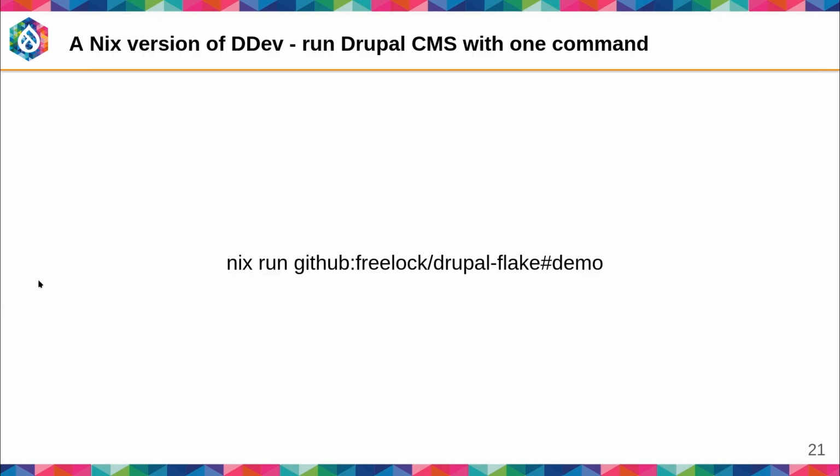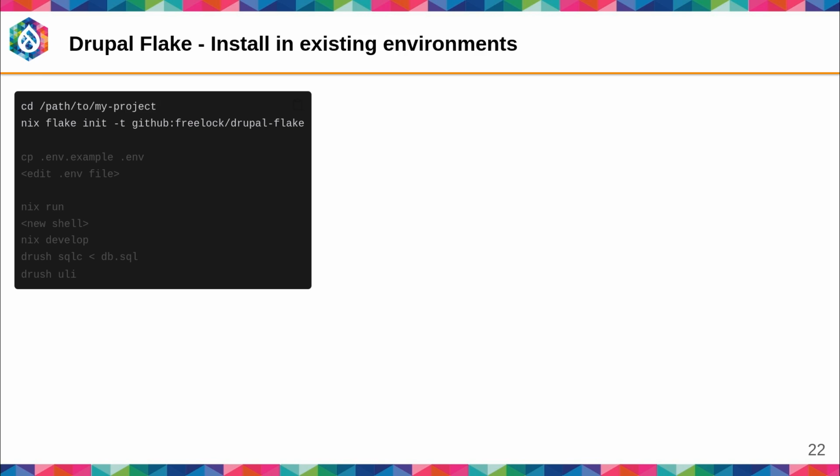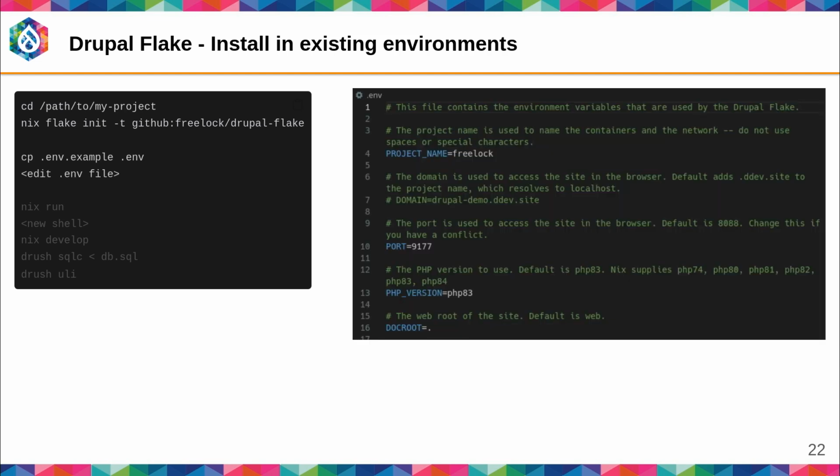So let's go over the next bit of this. For an existing environment, it's not much harder. It's a few more steps, but you can just go into a Drush or a Drupal folder of an existing site and do a similar command, nix flake init -t for the template. This will copy the Drupal flake template into your local directory.